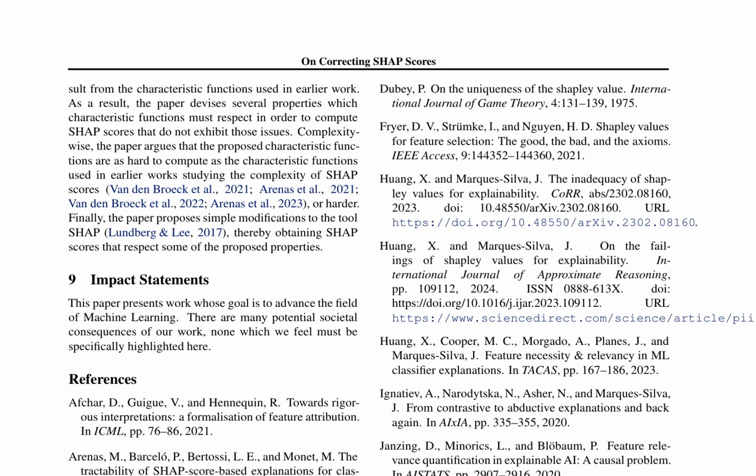Here is a combined summary of pages 9 and 10 of the research paper. The paper addresses the issue of correcting SHAP scores, which have been found to exhibit problems due to the characteristic functions used in earlier work.